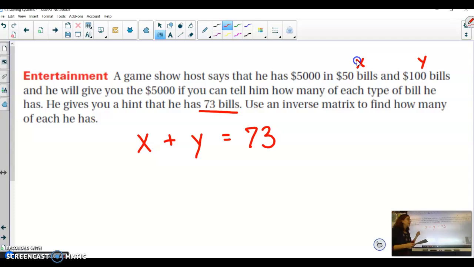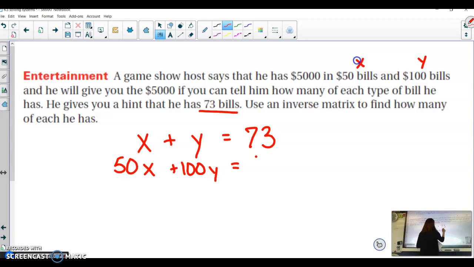And the next thing I know is the value. Well, every single $50 bill is obviously worth $50. So if I take 50 times the number of bills, like if there were 2 of them, that would be $100. If there were 3, that'd be $150. So if I take 50 times the number of 50s plus 100 times the number of 100s, I know that is going to add up to that total of 5,000.